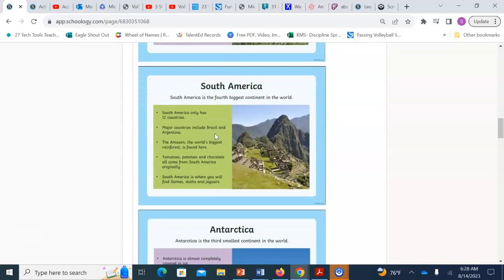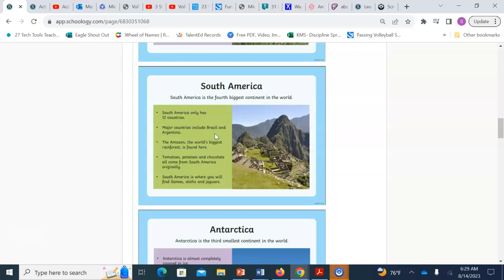South America, it's the fourth largest continent in the world. There's only 12 countries in South America. Countries like Brazil, Argentina, Colombia, those are found in South America. The largest rainforest in the world, the Amazon, is found in South America, and most of it's found in Brazil. Things like tomatoes, potatoes, chocolate, they all come from South America. So we're glad we have South America. So those are all things we like.